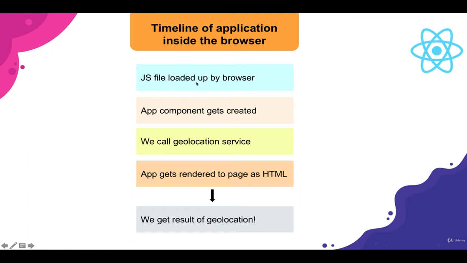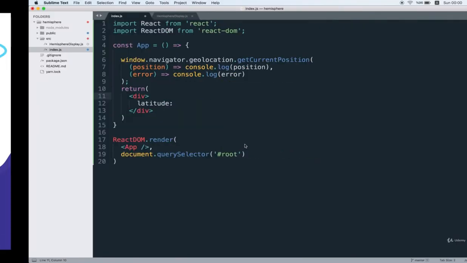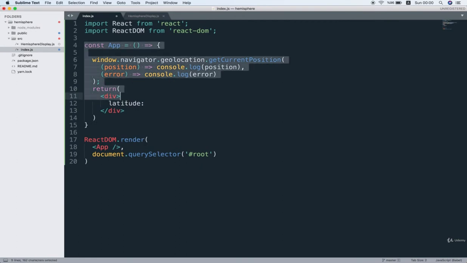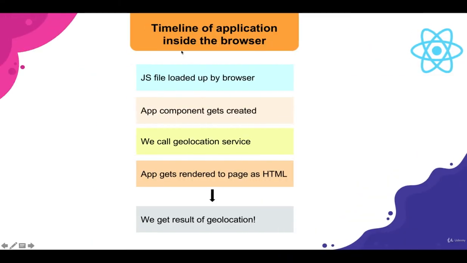We start up the very top, where a JavaScript file gets loaded into our browser. The browser then interprets our JavaScript file that we are trying to create an app component. And that app component gets created, and then at some point in time, the app component is going to be invoked. So when that function is invoked, we then call our geolocation service. But the very important thing to keep in mind here is that getting this geolocation result back takes a certain amount of time.